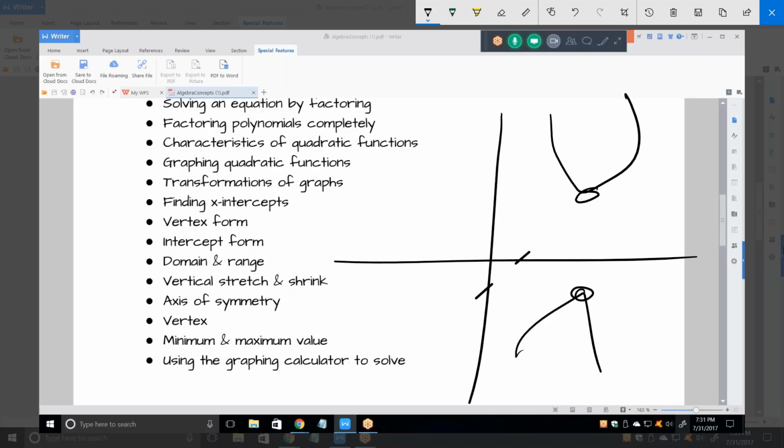Okay? And it comes always at the vertex. That's why vertex comes ahead of minimum and maximum, and why it's so important is because that vertex gives you the minimum and maximum, but it doesn't tell you what it is. You have to look at the graph to know what it is. In other words, when the parabola opens up, you're looking at a minimum. When the parabola opens down, you're looking at a maximum.